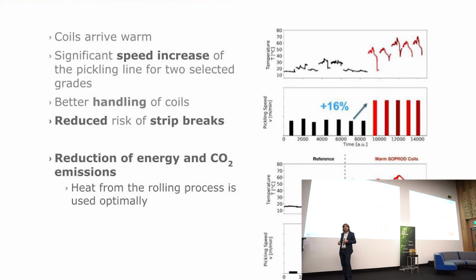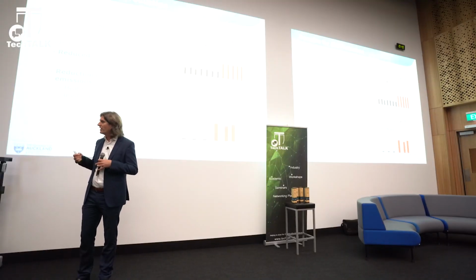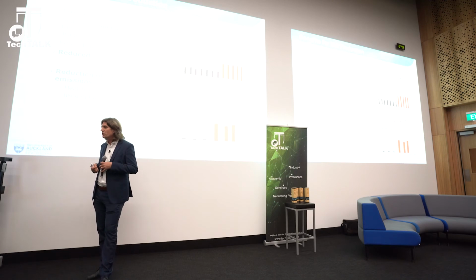And these are the effects. What does it mean for production? First of all, we implemented that, and we see in the top graph the change of the temperature. The black lines are the normal temperatures of the coils, and the red lines are the coils produced with a new regime.